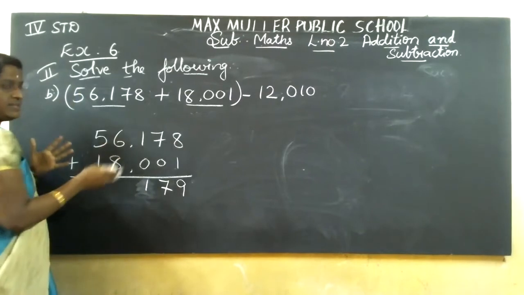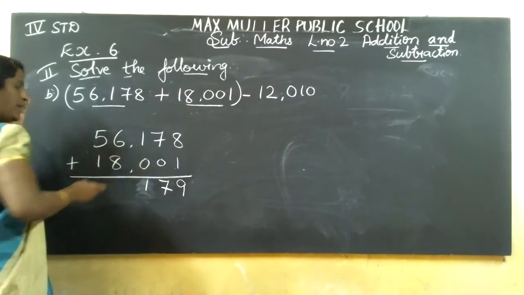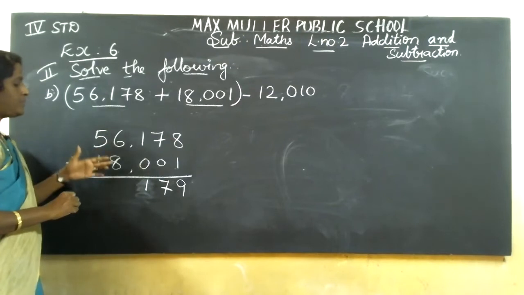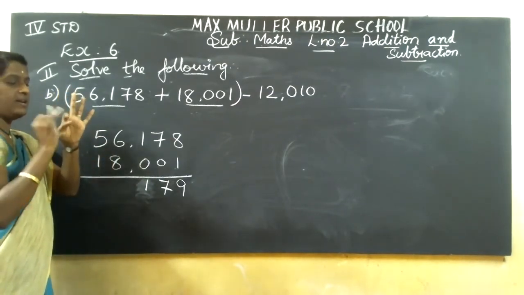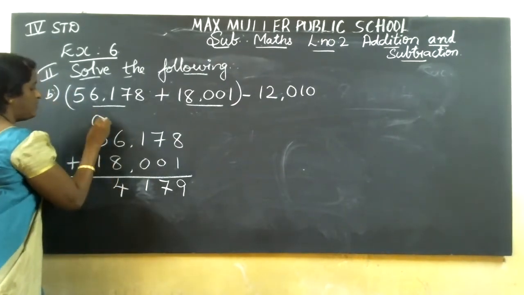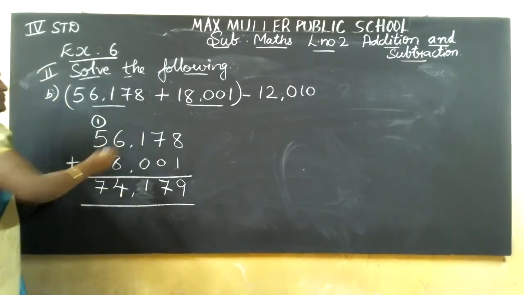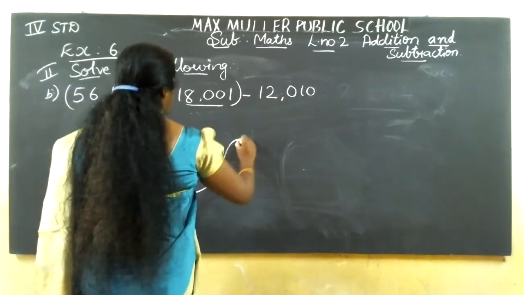6 plus 8, what should we do? 6 in the mind, plus addition. 6 in the mind, 8 on my finger. After 6, 7, 8, 9, 10, 11, 12, 13, 14. 4, 1 carry. 5 plus 1, 6. 6 plus 1, 7. So when you add this 56,000 plus 18,000, we get 74,179. So you should do subtraction.